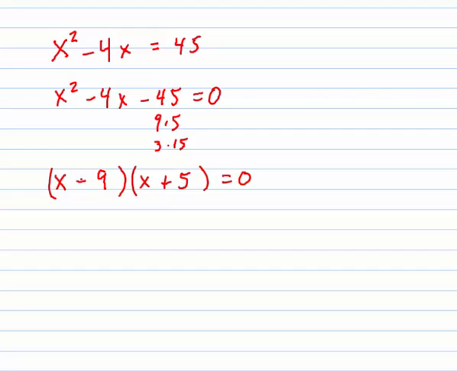Does that work? Well, we have x squared, sure. Plus 5x minus 9x is minus 4x. Yeah, that works. And that times that is minus 45. Yep, it works. So we have x minus 9 is equal to 0, or x is equal to 9, or x plus 5 is equal to 0, or x is equal to minus 5. And you can check them. Let's check this one. Let's see, 9 times 9 is 81, minus 36, and 81 minus 36 is in fact 45. And I'll let you check that one.